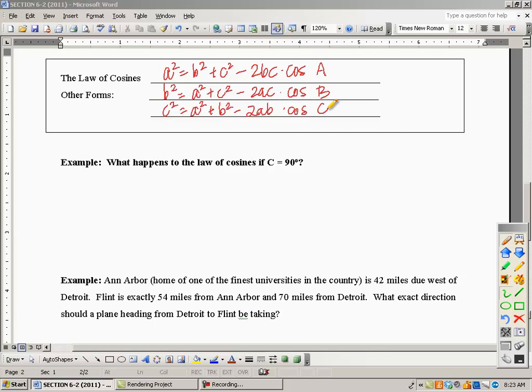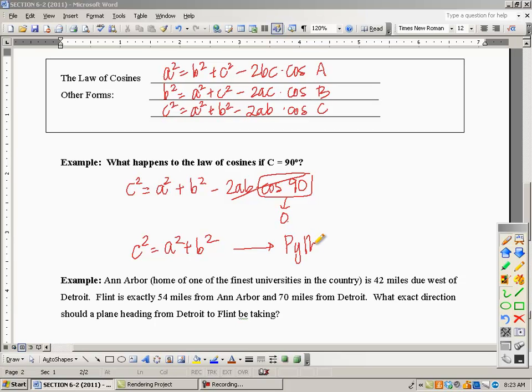What happens with the law of cosines if C is 90 degrees? Well, since they're giving you angle C, let's set it equal to C squared. A squared plus B squared minus 2AB times the cosine of 90. Well, let's talk about it. The cosine of 90, if we go back to our unit circle, is just 0. And because this is 0, this whole piece will cancel out. So what are you left with? You are left with the Pythagorean theorem.